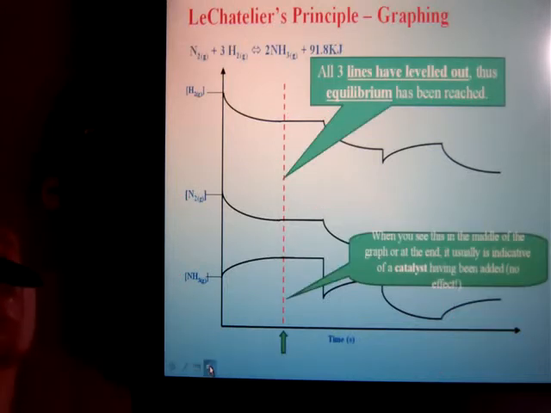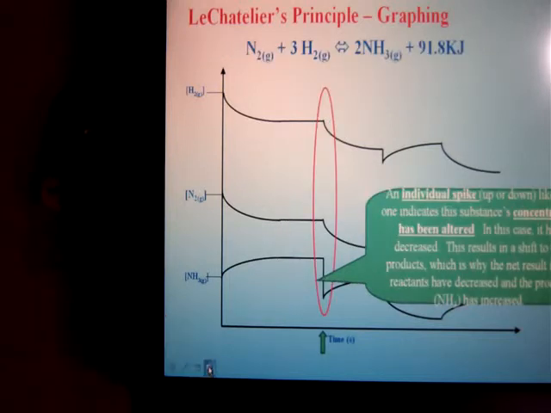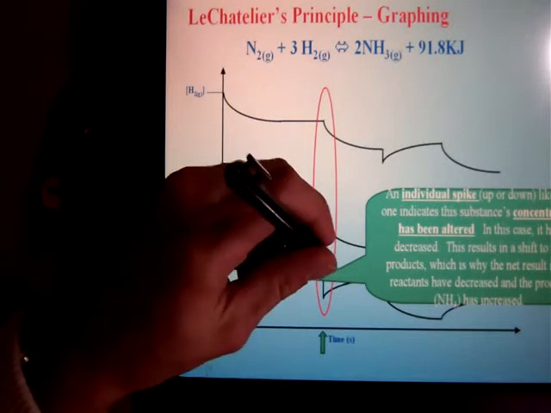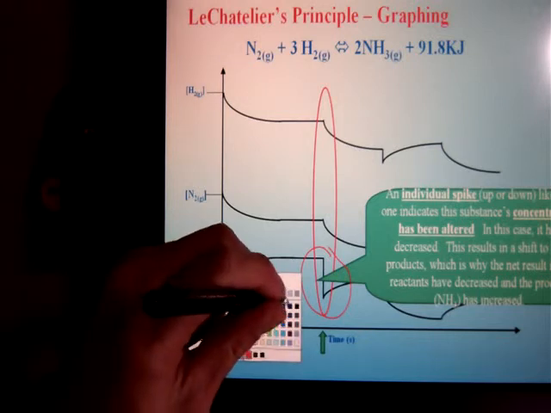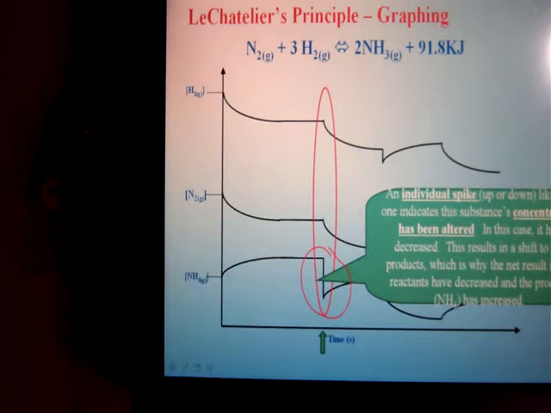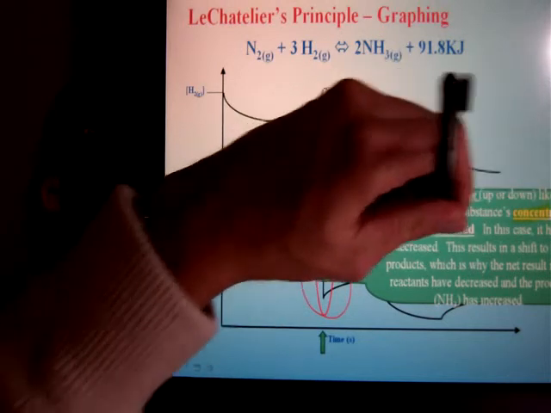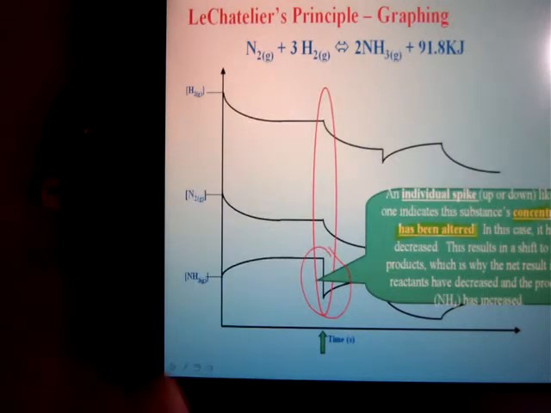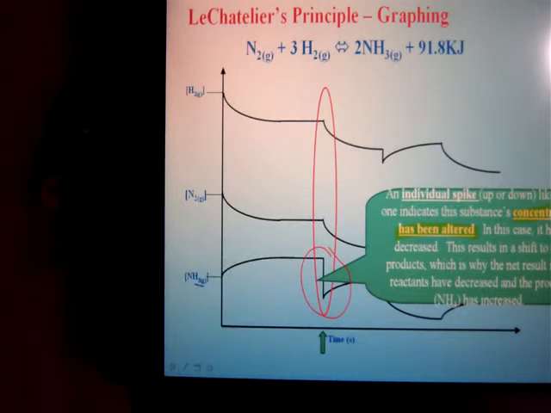So as it says here, all 3 lines leveled out and equilibrium has been reached. When we see a large spike, like we're seeing right here, that only means one thing. When you see the big spike, it means you've changed the concentration. In this case, we see that the concentration of ammonia has decreased.